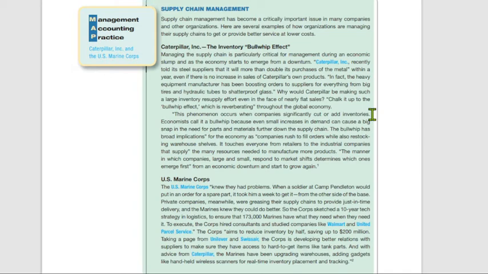Economists call it a bullwhip because even small increases in demand can cause a big snap in the need for parts and materials further down the supply chain. The bullwhip has broad implications for the economy as companies rush to fill orders while also restocking warehouse shelves. It touches everyone from retailers to the industrial companies that supply the many resources needed to manufacture more products. The manner in which companies large and small respond to market shifts determines which ones emerge first from an economic downturn and start to grow again.